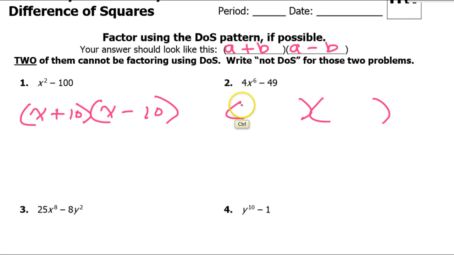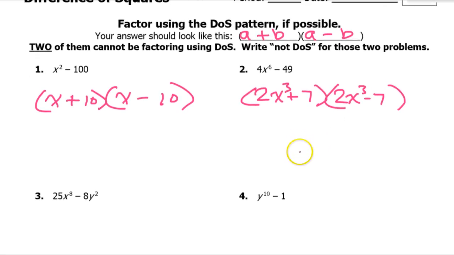Well, 4 is 2 times 2. X to the sixth power is x to the third power times x to the third power. All right, when you multiply variables, you add the exponents, so that's why it makes sense. So this will be plus and minus, and 7 times 7 is 49. Okay, so this is our a plus b, a minus b pattern.